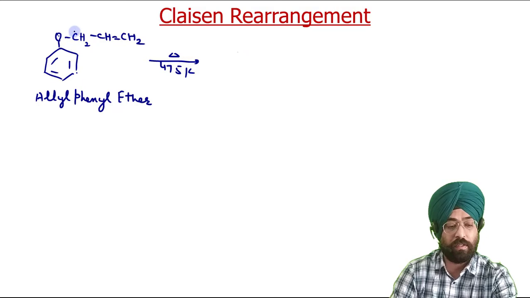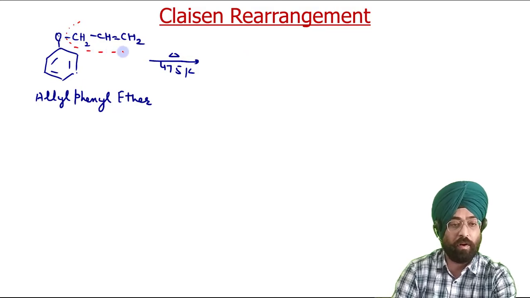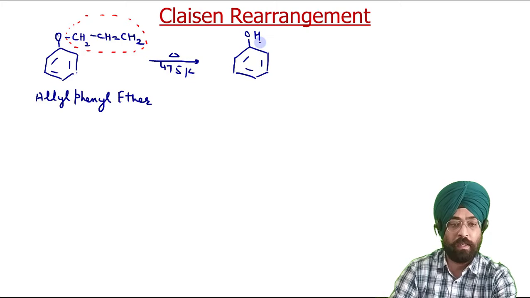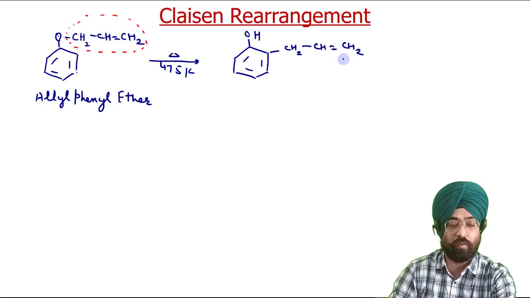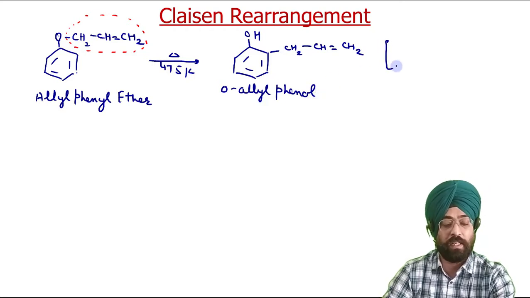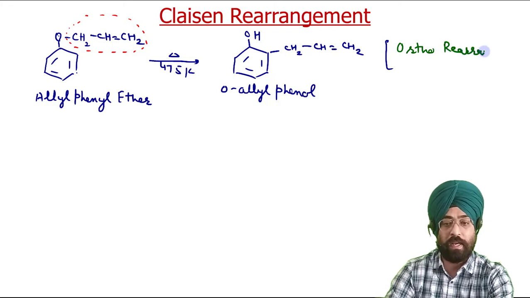So basically this group shifts from oxygen to ortho position. So what we get is this OH and CH2 CH double bond CH2. This is ortho allyl phenol. So this is your Claisen rearrangement, and this rearrangement is ortho rearrangement. Why? Because the group has been shifted to your ortho position.